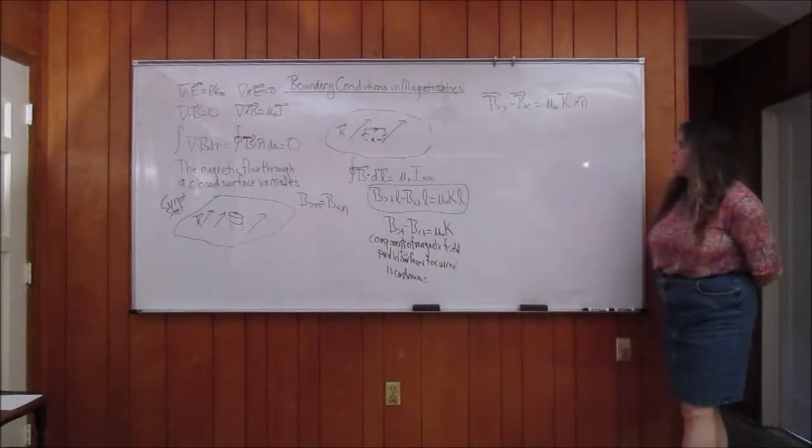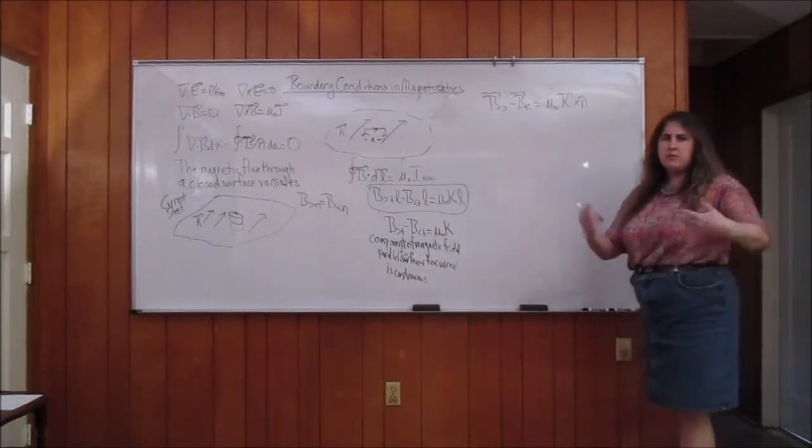Okay, so that is your discontinuity in the magnetic field. What about the magnetic vector potential?